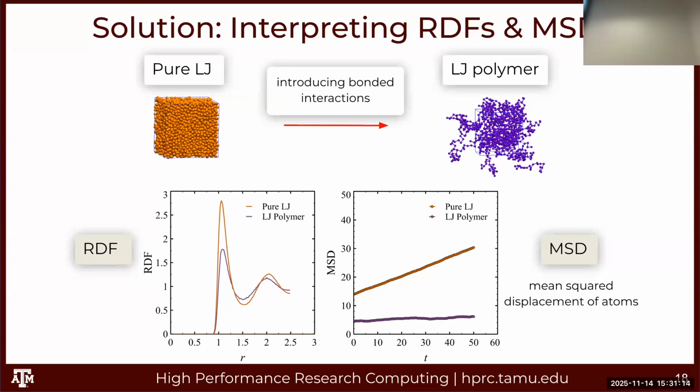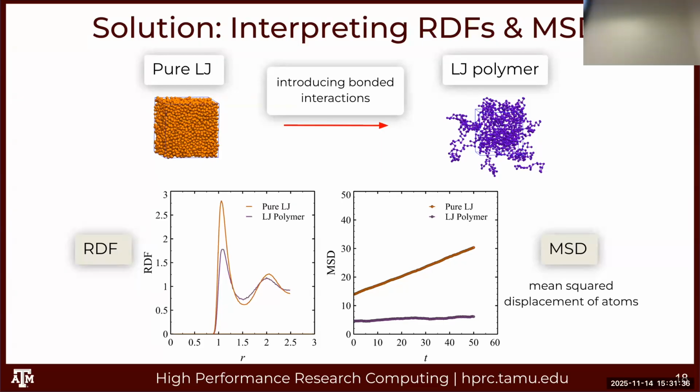Can you instantly tell what is happening here from this? One is pure LJ, and its MST is much higher than the LJ polymer. Remember, we are running only short simulations. Ideally, you should run long enough to compute diffusivity and things like that, but we're trying to get a sense of what this means. When you look at pure LJ, your MST is much higher compared to a polymer.